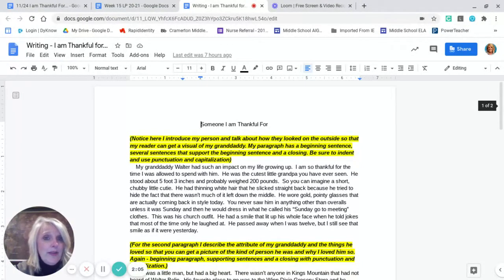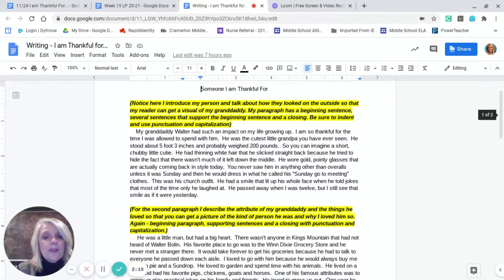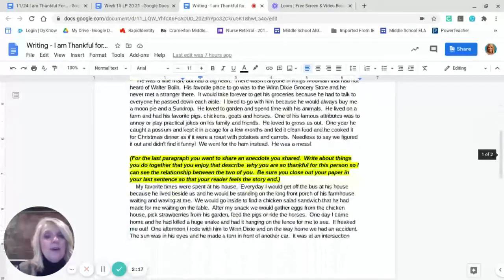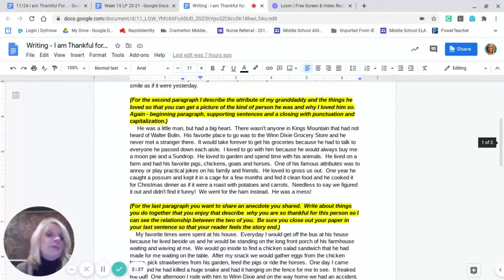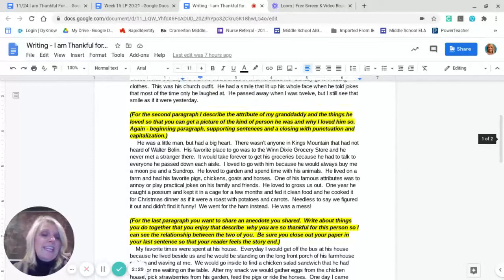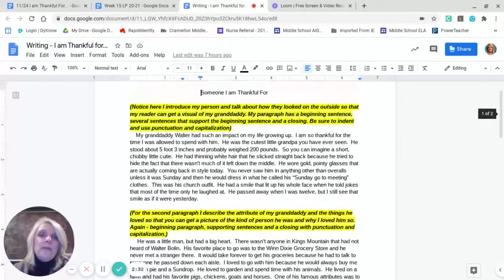And then for your second paragraph, you're going to describe this person's character attributes, who this person is on the inside. And then in the third paragraph, you are going to write about a time that you spent with this person, or just different times that you have spent with this person, things that you enjoyed doing with this person, like an anecdote.